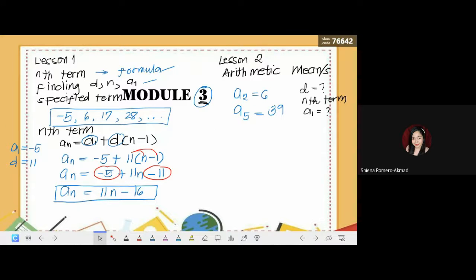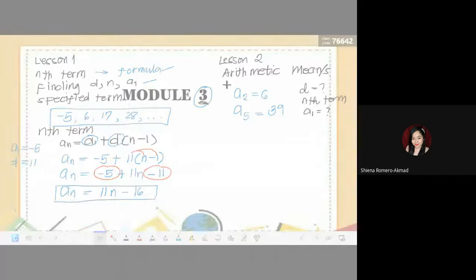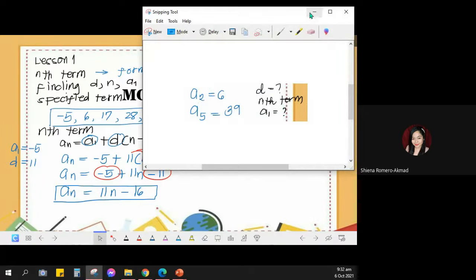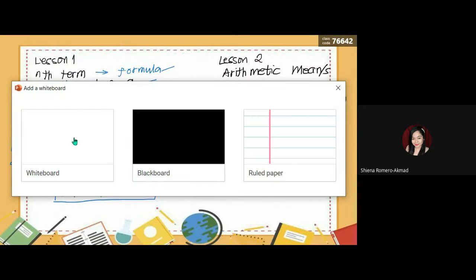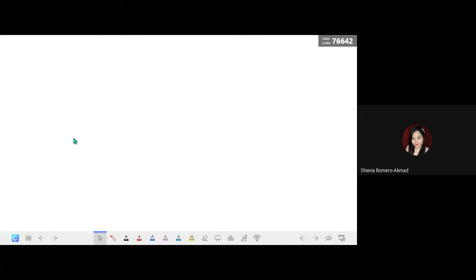Pwede ba tayo mag-move sa mas malaking? Screenshot ko lang to. Tingnan natin kung makakapag-move tayo sa whiteboard. Ayan. Hindi siya pwedeng yan.